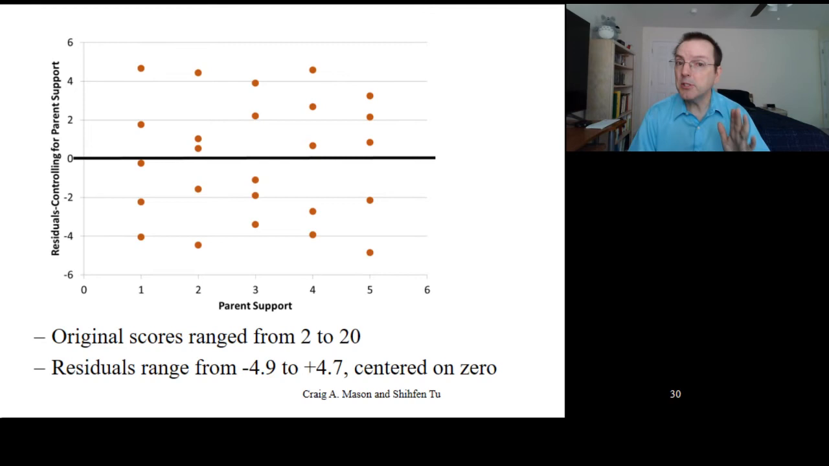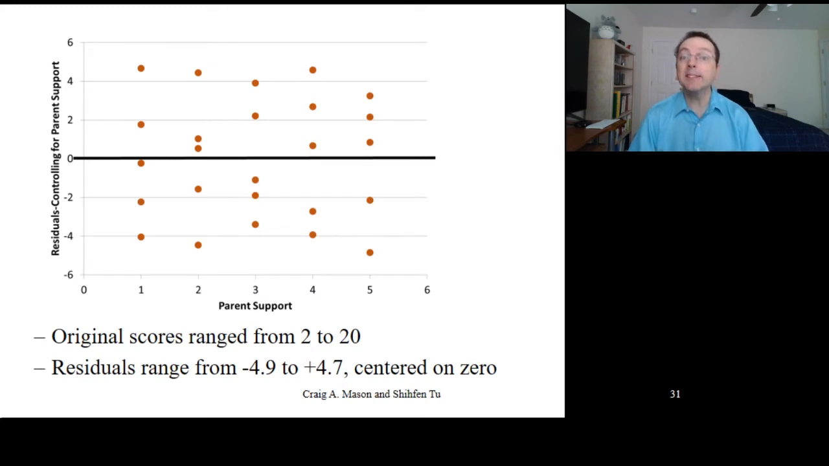Now, if our assumptions were met, we should see something like this. If we don't, well, then there's things we need to do with our data or our model in order to ensure that we end up with the right regression equation in the end. More on that in future videos. Notice that our x-axis is the same. We're still looking at scores across the range of parent support.